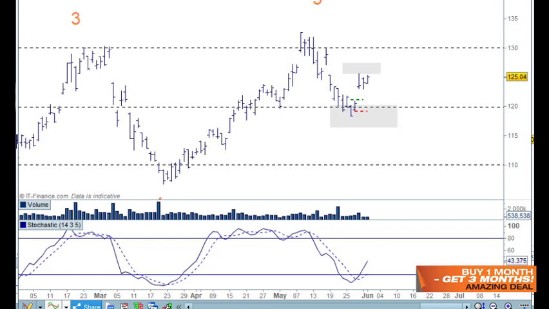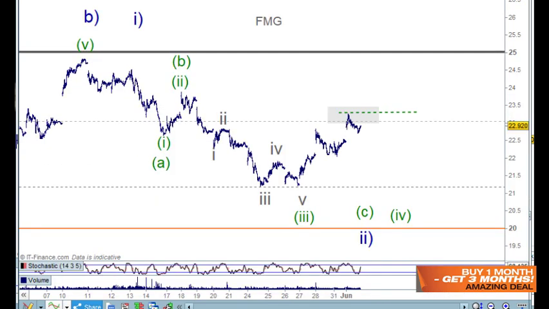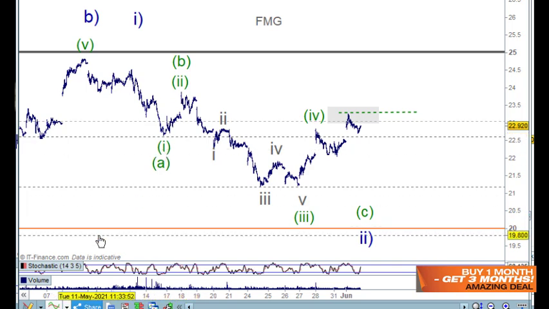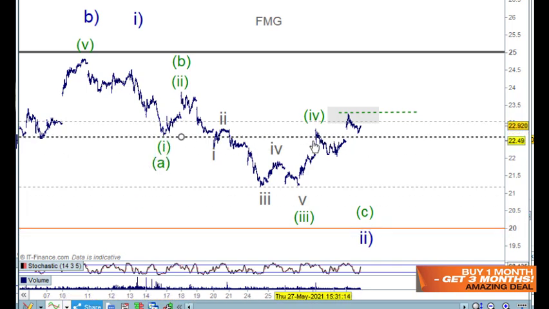So where's FMG? Fortescue. We spoke about this the other day, and one of the things we spoke about was that we were counting down here as 1, 2, 3, 4, and 5 for wave 1, and back for 2, and so on coming down. But then this wave 4 that we were looking at up here had overlapped the low of wave 1. So that broke the rule. So we can move that out of the way.